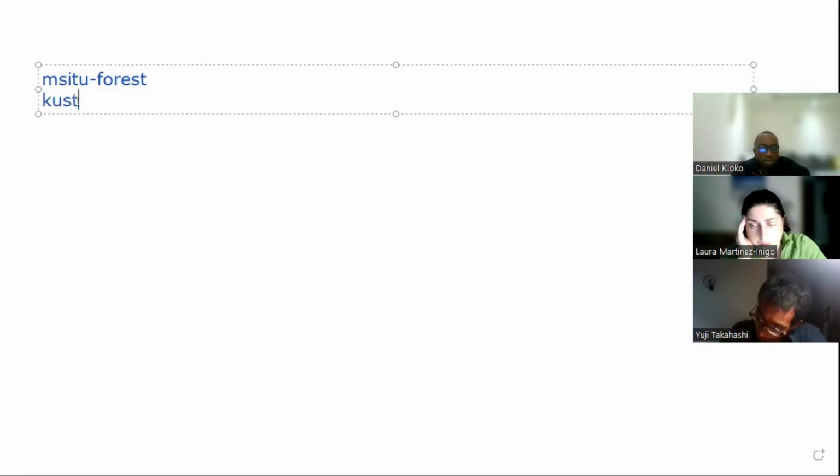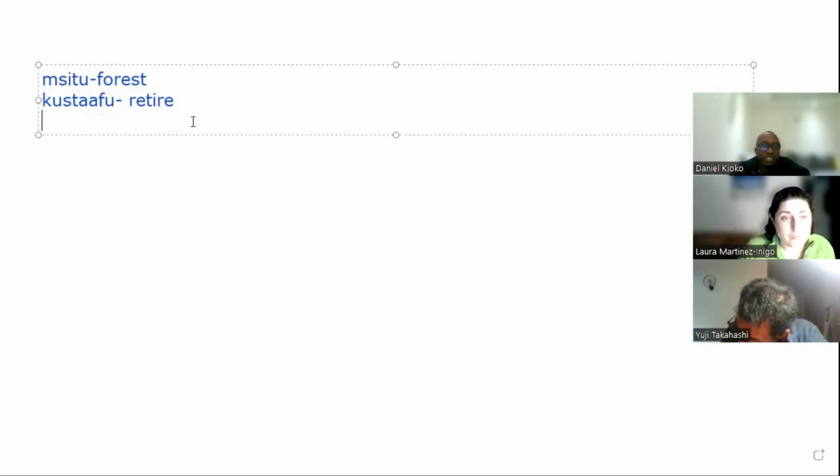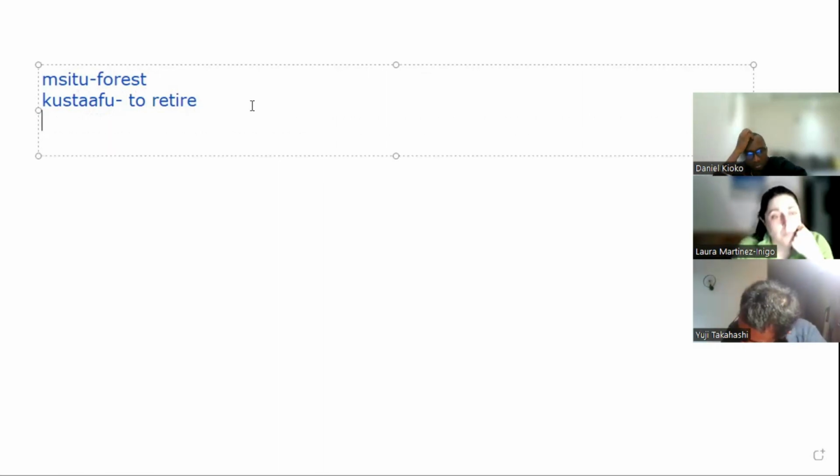She also talked about kustaafu. Kustaafu means retire. Right. You mentioned your parents retired. Yeah. Kustaafu is to retire. So now you can make a verb from that.